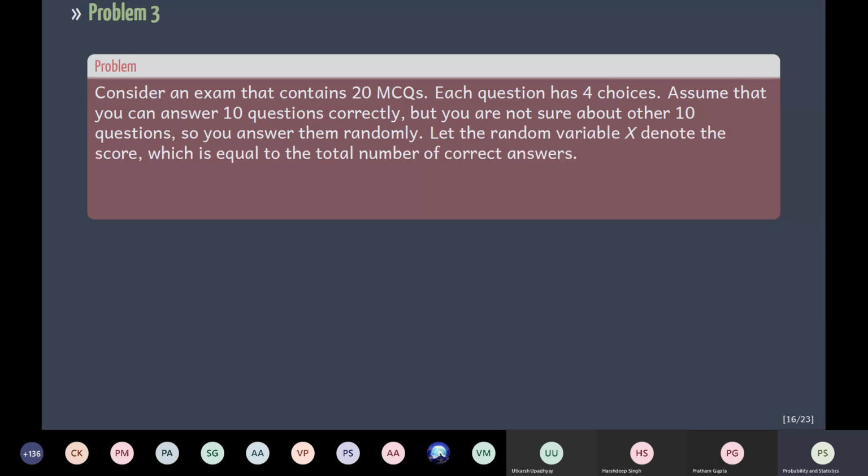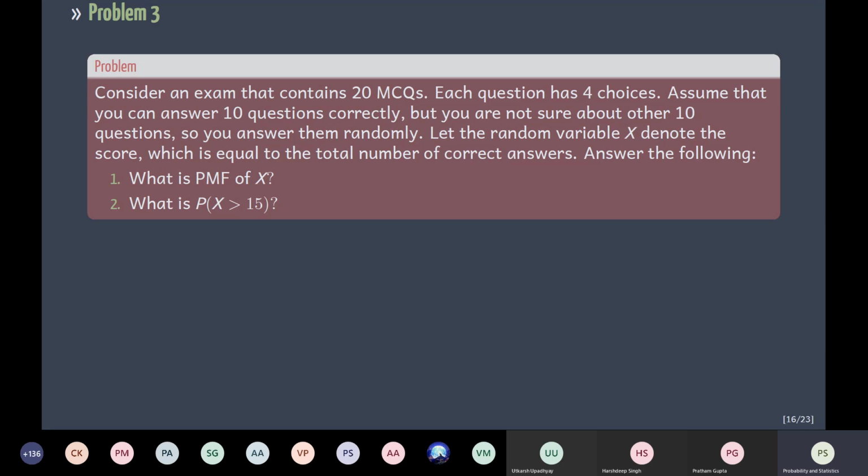So let the random variable x denote the score on the exam, which is nothing but the total number of correct answers in this case. Find the PMF of x and the probability that x is greater than 15. Okay, so this is the question.